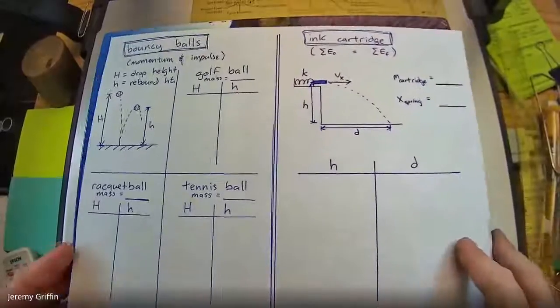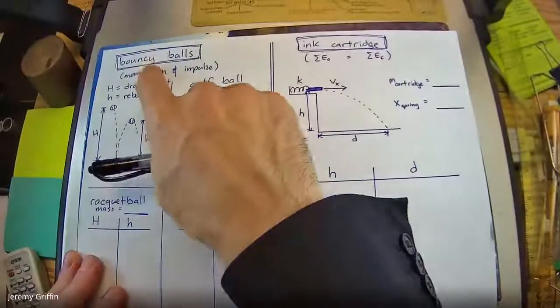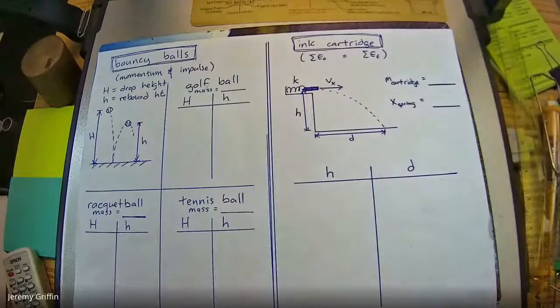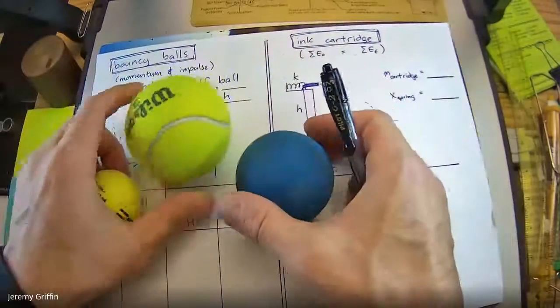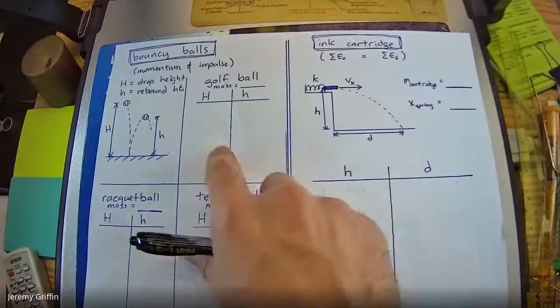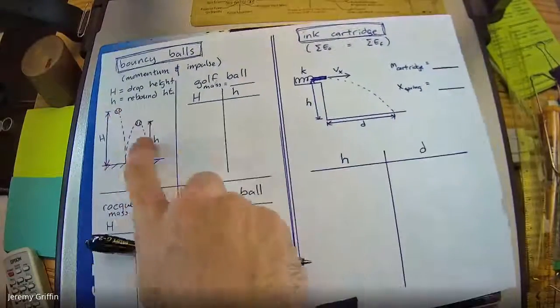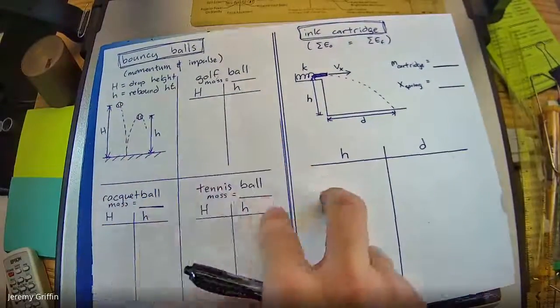So one is going to involve bouncy balls. We're going to have these 3 balls. We're going to bounce these off the floor, and then I'm going to record the drop height versus the rebound height, right? And we'll do a data table for each of those situations.